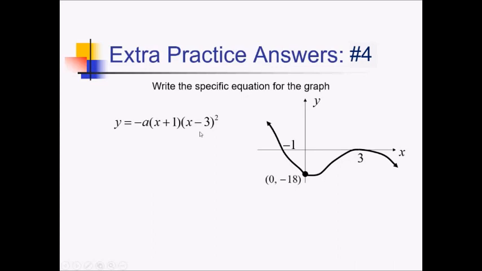Squared because we're bouncing. And now to find the actual a value, I need to plug in this point for x and y. So we have a y value of negative 18, plugging in 0 for all the x's. So I have negative a times 0 plus 1 times 0 minus 3 squared. Cleaning stuff up on the right, this is really 1 times 9 times negative a, so negative 9a. Dividing by negative 9, we see that a equals 2. And then plugging that back in, we can rewrite this as y equals negative 2, parentheses x plus 1, parentheses x minus 3 squared.